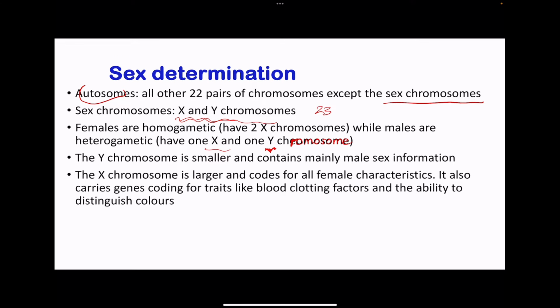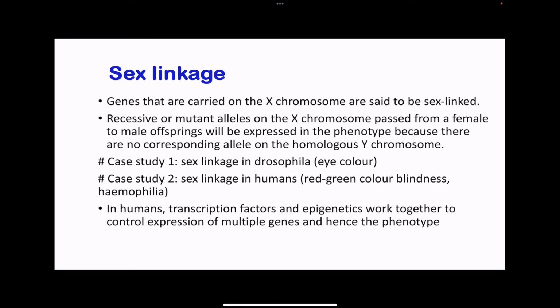The Y chromosome is smaller and contains mainly male sex information. The X chromosome is larger and calls for all female characteristics. So it carries genes that code for traits like blood clotting factors and the ability to distinguish color, and that means sex-linked diseases or most sex-linked traits are going to be on the X chromosome. So going on to sex linkage, these are genes carried on the X chromosome, and these are said to be sex-linked. If recessive or mutant alleles on the X chromosome are passed from a female to their male offsprings, these are going to be expressed in the phenotype.